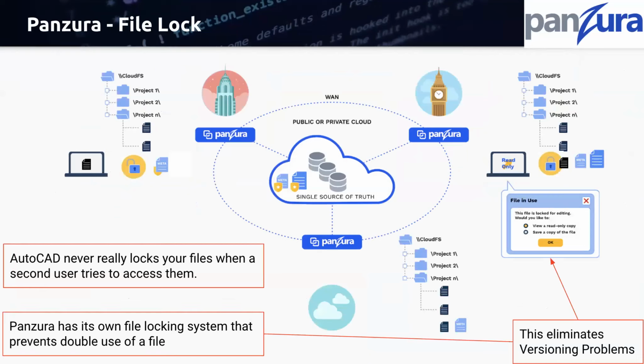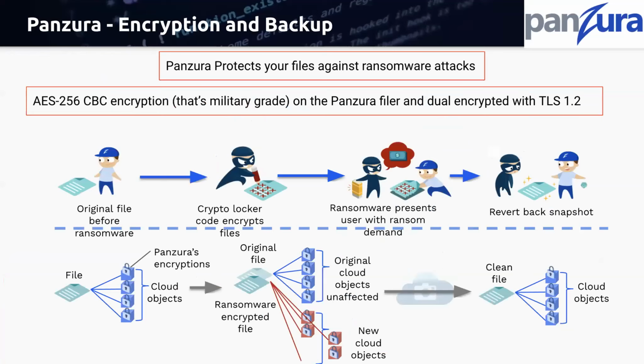There's some other cool stuff they do. Their file lock: normally when you're sharing across multiple locations, file locking doesn't function correctly, particularly the AutoCAD one. Panzura has their own file locking system that eliminates versioning issues. That's pretty cool. It also protects against ransomware attacks, and it's got military grade encryption on it. So if you get a ransomware attack, you just revert to a snapshot.